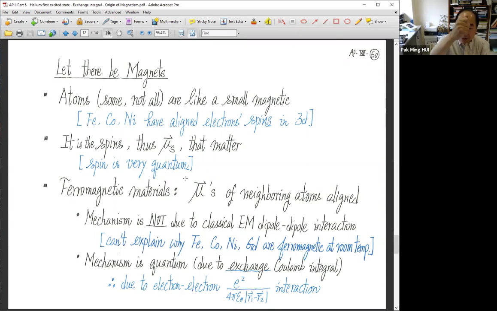With 1s, 2s, the spatial part can be symmetric. Then it has to go with the spin singlet, the s equals 0 state that is anti-symmetric. Another possibility is that the spatial wave function is anti-symmetric. Then that must go with the s equals 1, the total spin angular momentum equals 1, so-called triplet state.